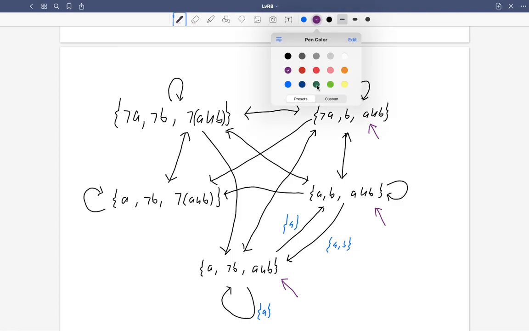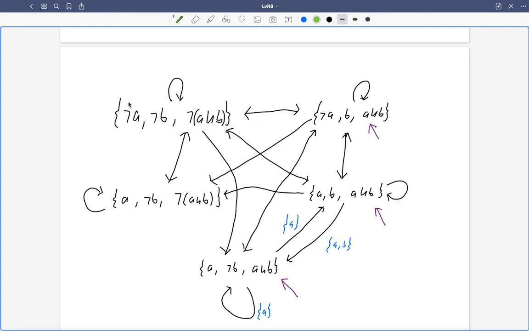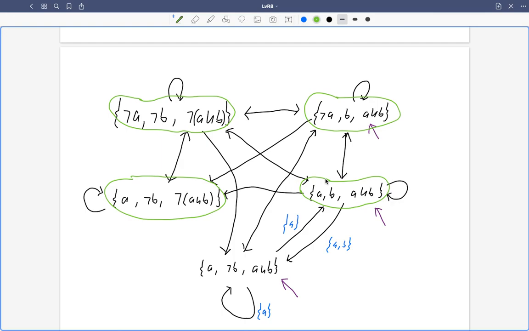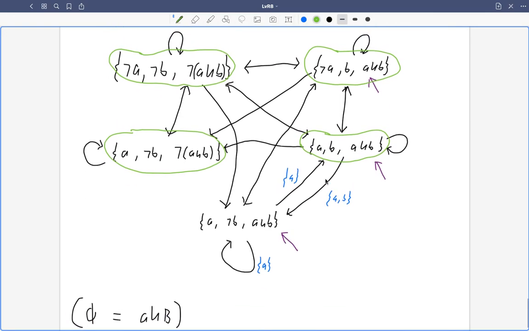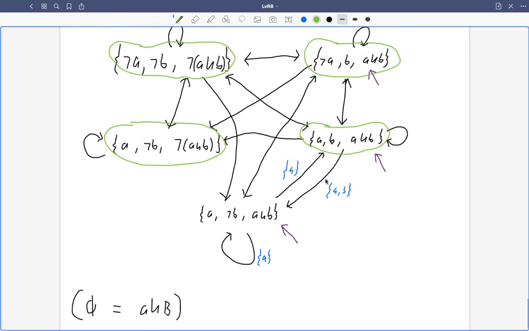So let's again use green for the accepting states. Let's ring them in green. This one because it's the negation of an until. This one because it's the negation of an until. This one because it's the negation of an until. And this one because it contains B, the target formula of the until, and this one also because it contains B. And there is our Büchi automaton.